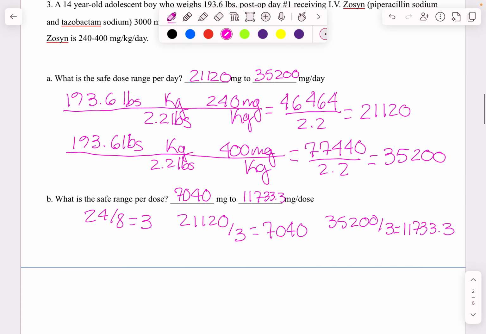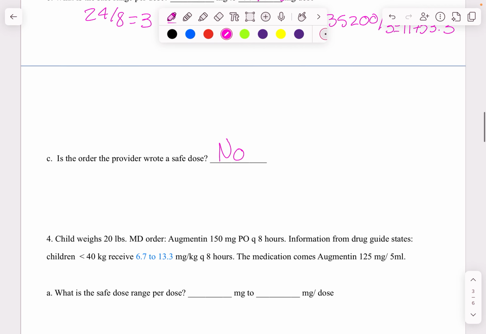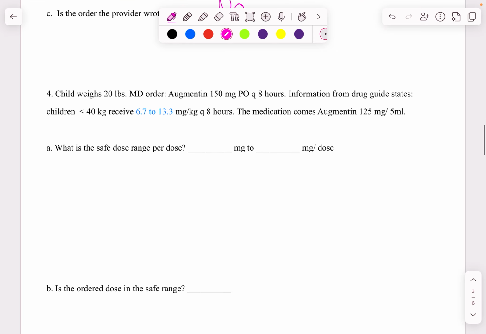And that still wouldn't be anywhere near this daily minimum. So no, this is not a safe dosage, pardon me. Because if we are not administering enough medication, we are not treating the underlying infection or illness. So it is not safe. Okay, moving on to question 4.